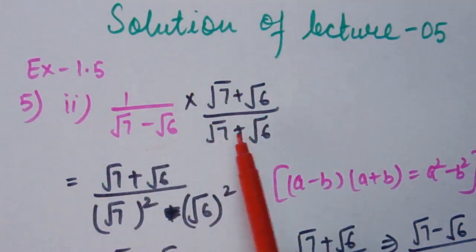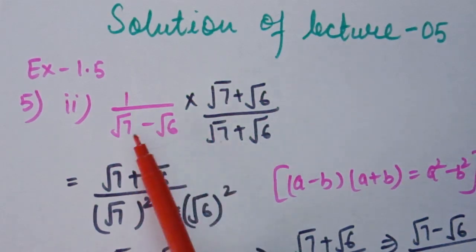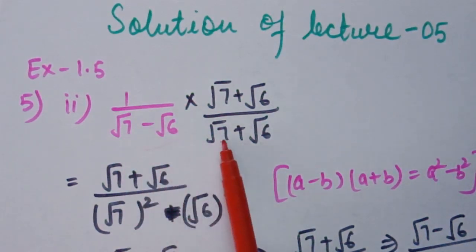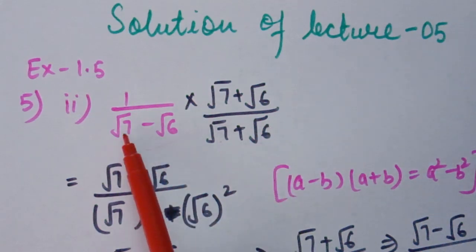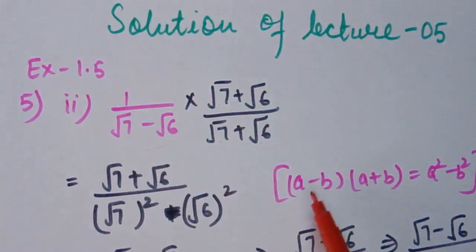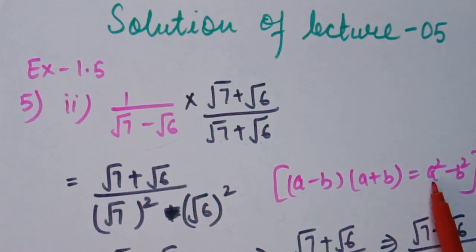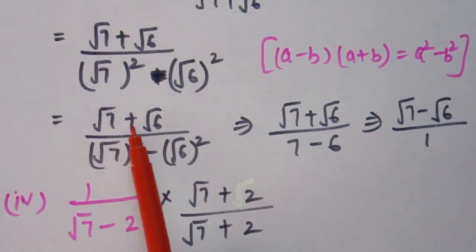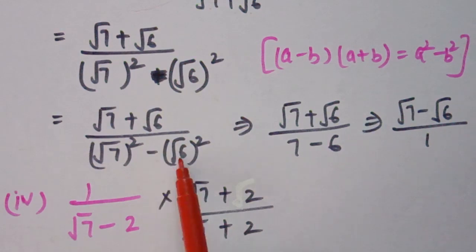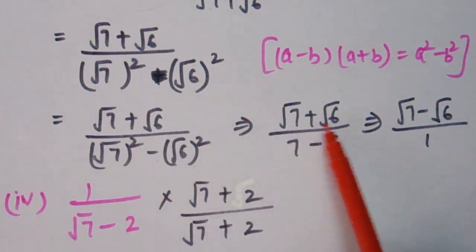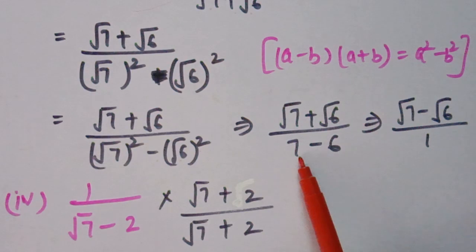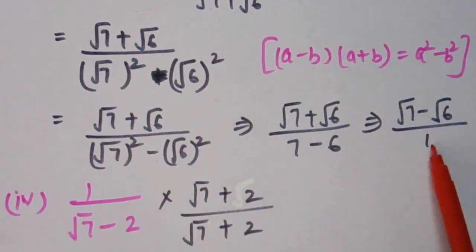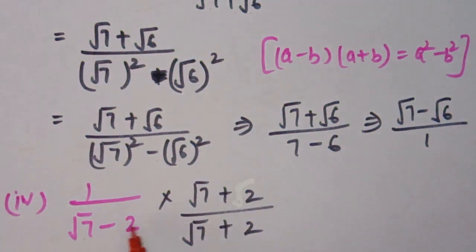Multiplying with one, it stays as it is. If we multiply root 7 minus root 6 with root 7 plus root 6, if you remember, it is (a minus b)(a plus b), which is equal to a square minus b square. So root 7 square minus root 6 square. Then root 7 plus root 6 remains. Root 7 square is 7, root 6 square is 6, and then it becomes 1. This is our answer.